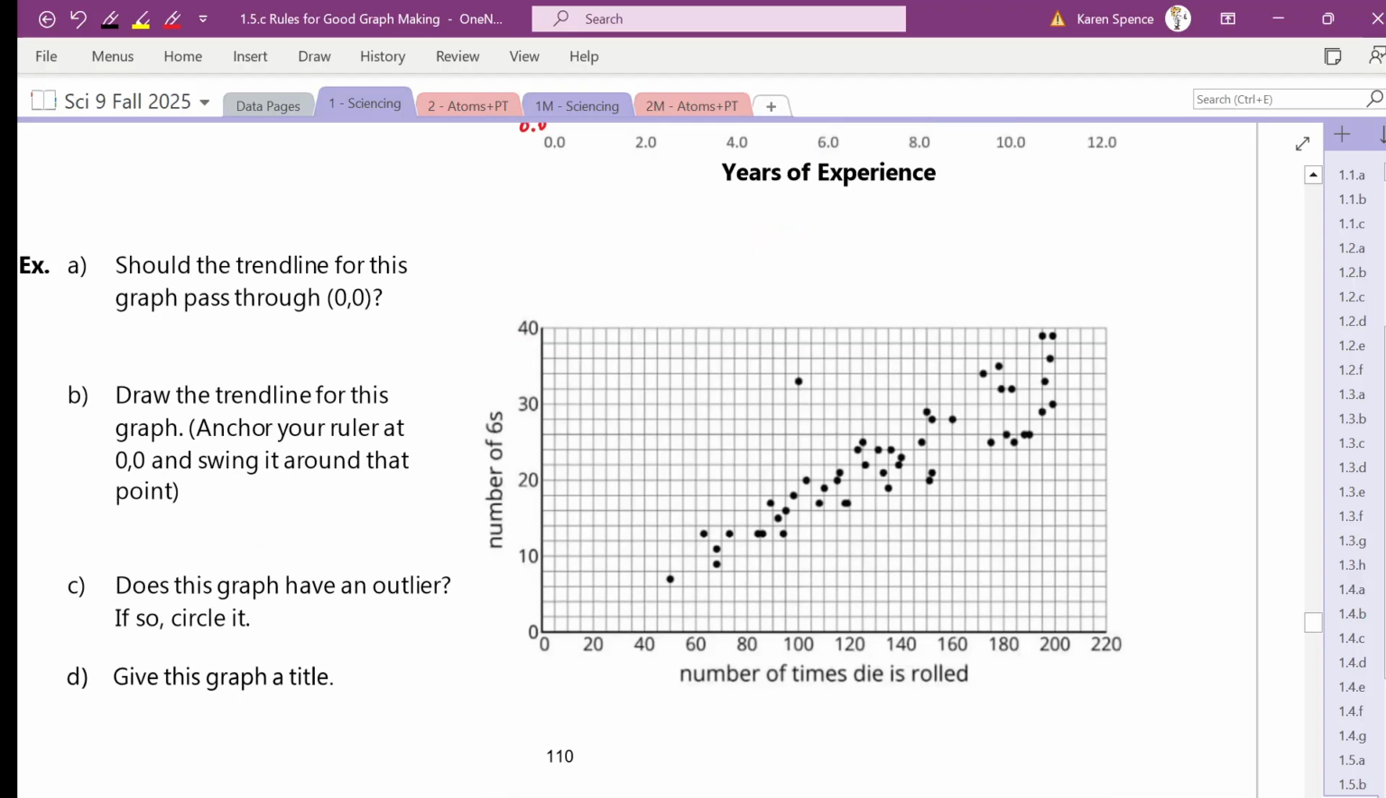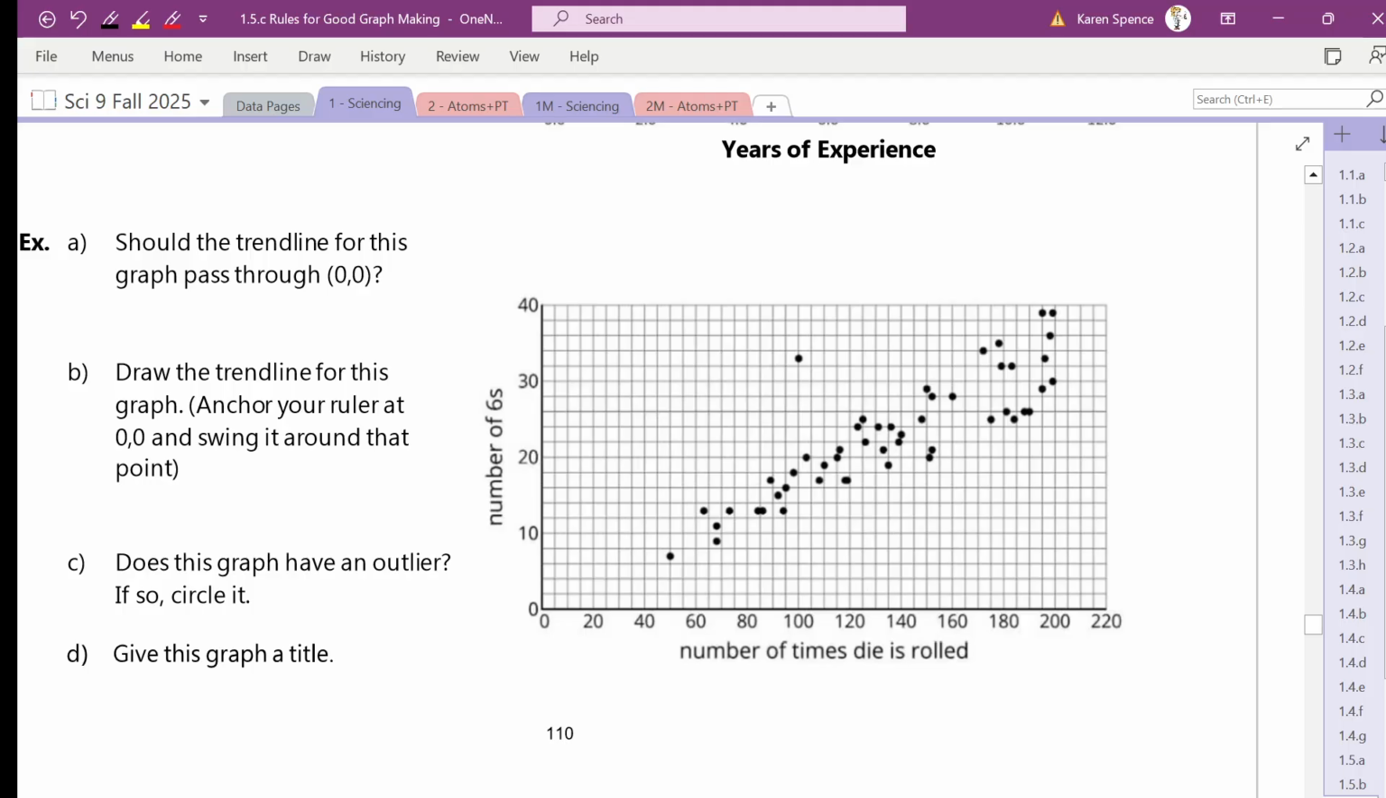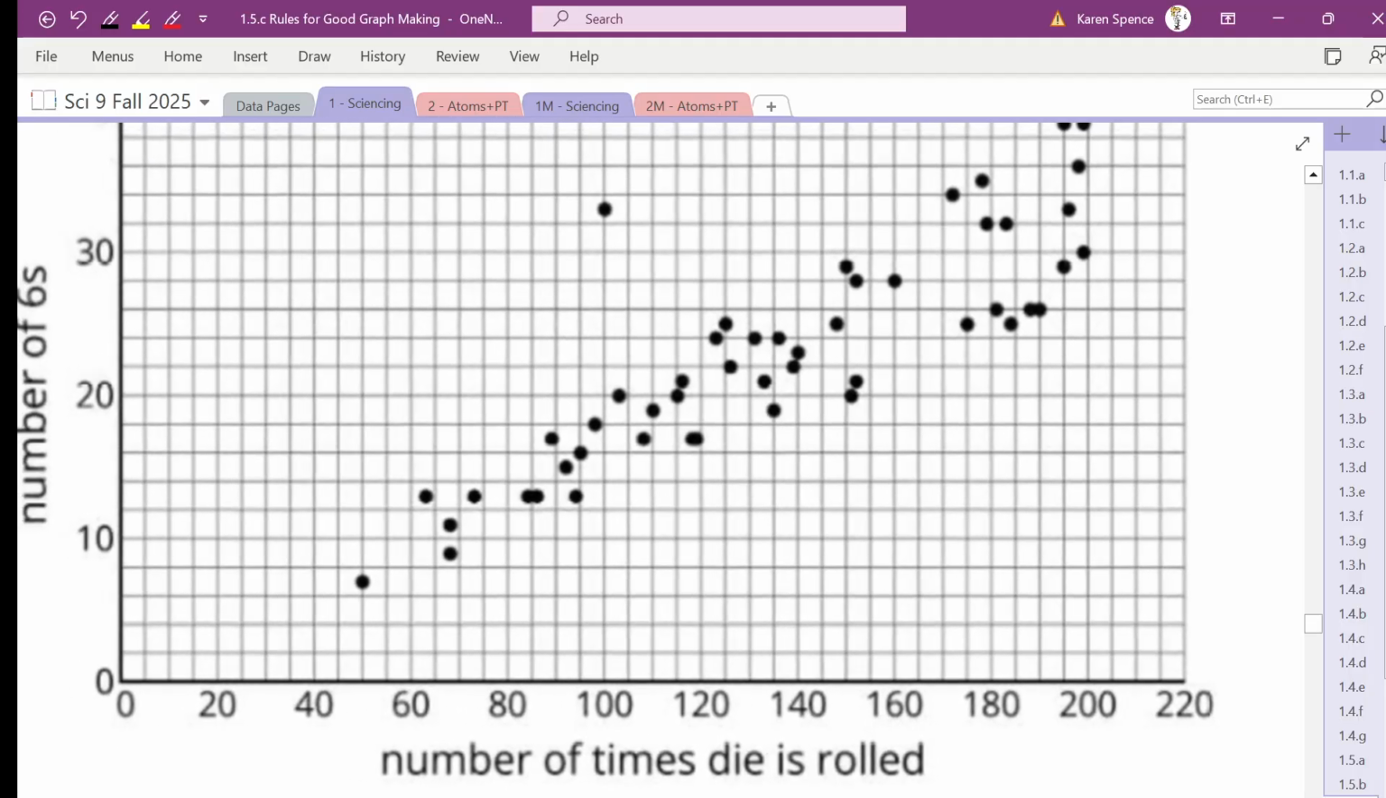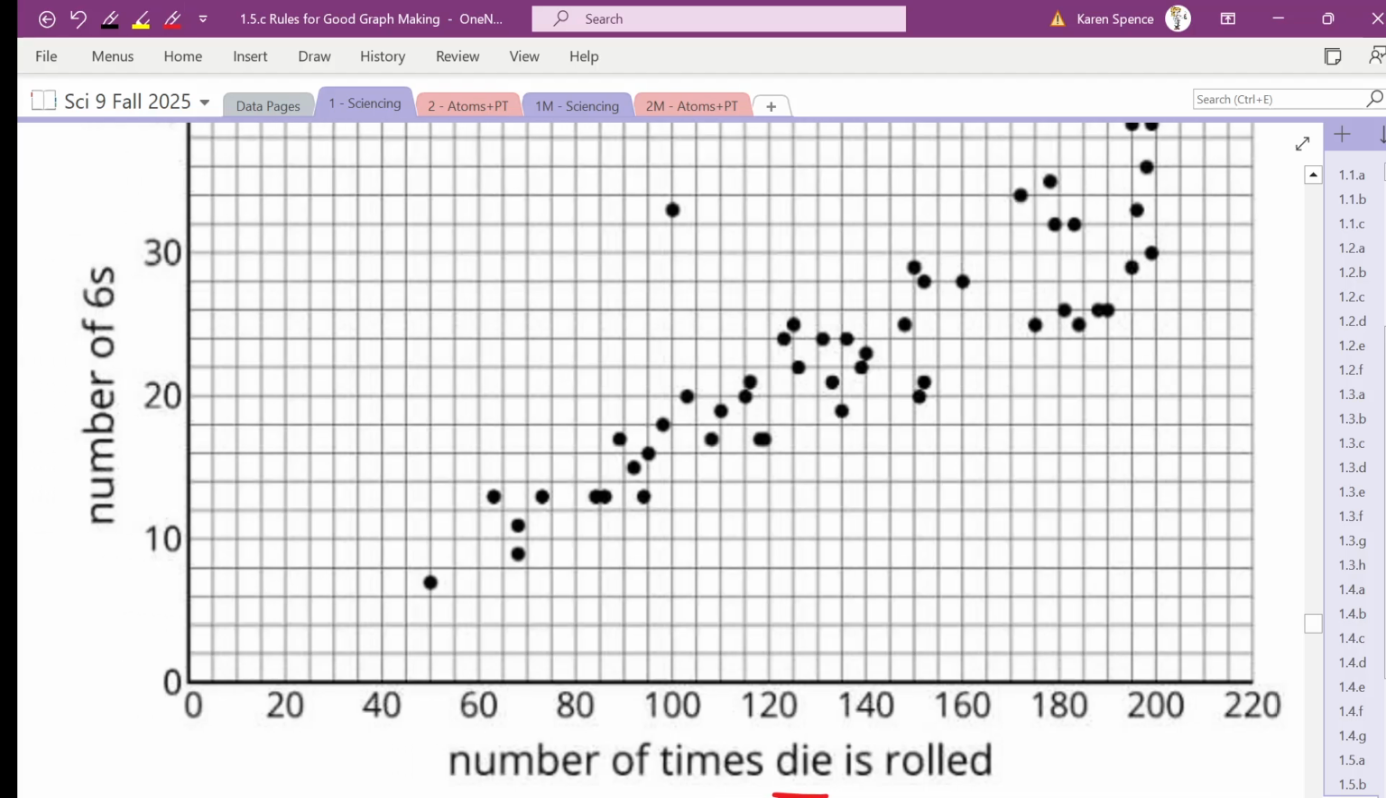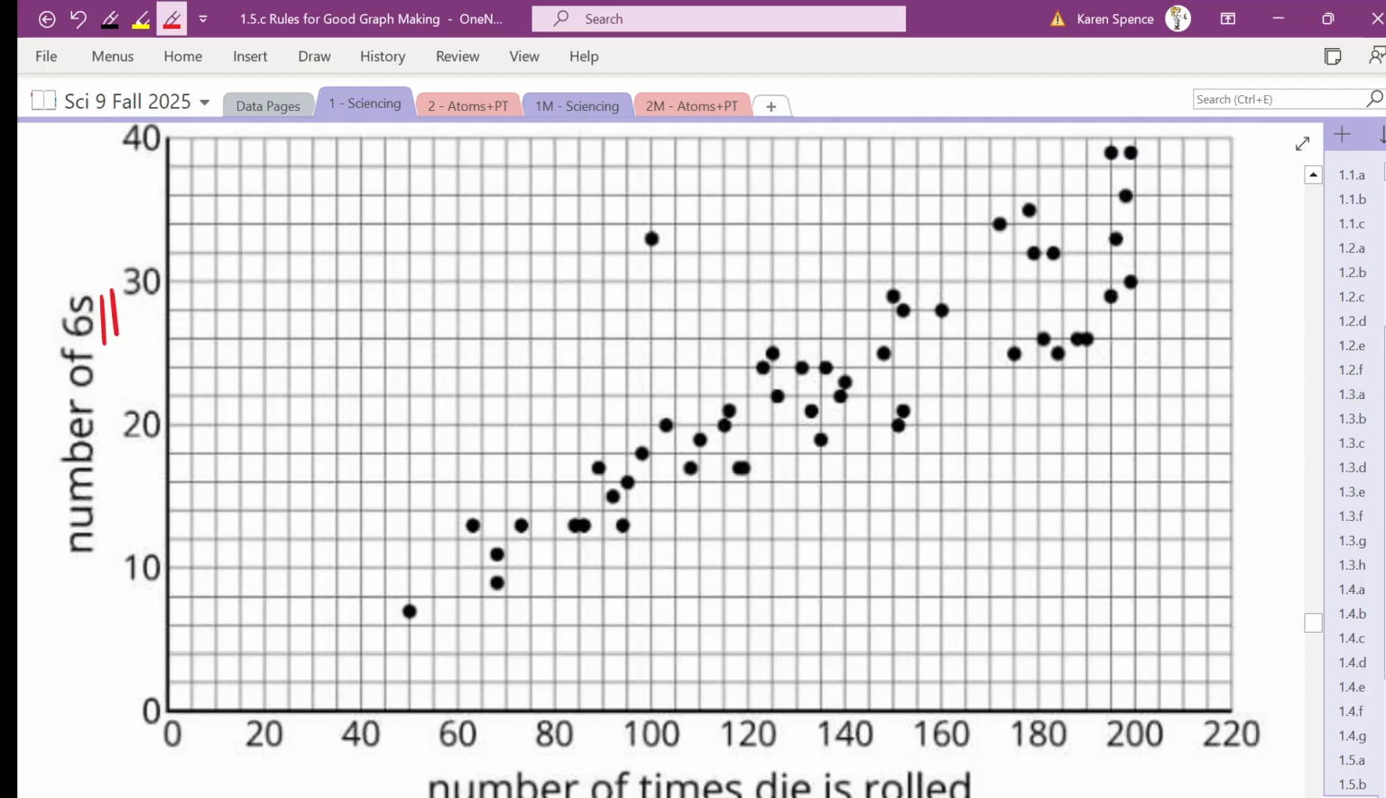But let's take a look at this one. The number of times we roll a die is singular for dice. Okay, so you roll the die, and how many times do we get 6s? If I roll the die no times whatsoever, how many 6s will I get? I will get 0. Should this graph pass through 0, 0?